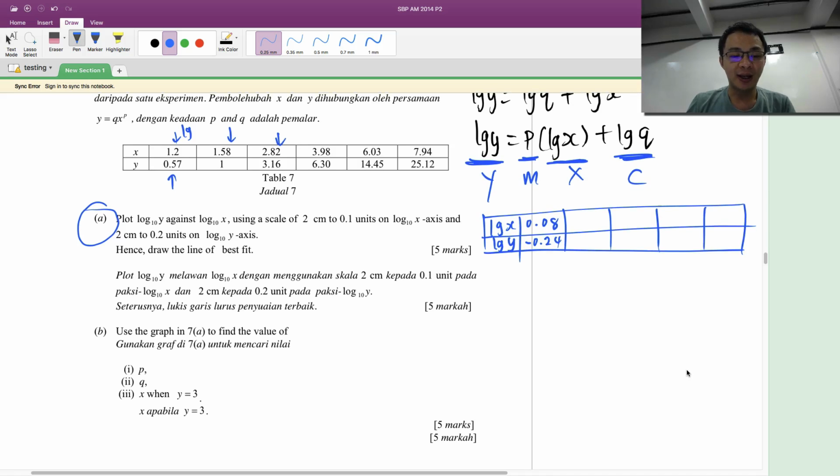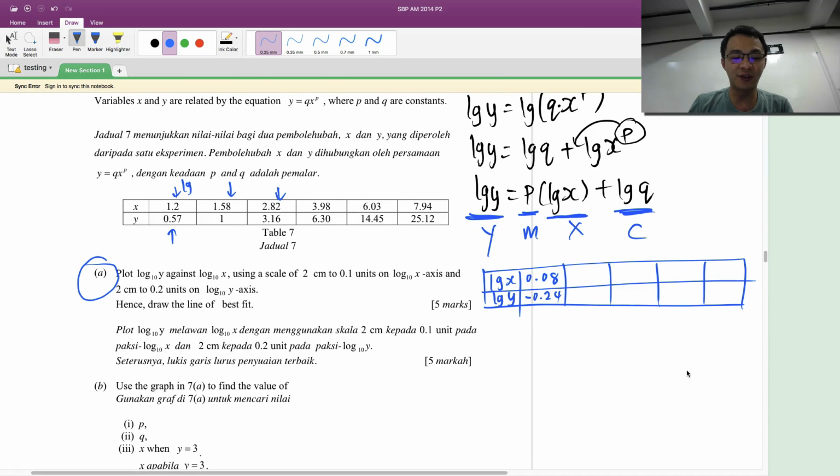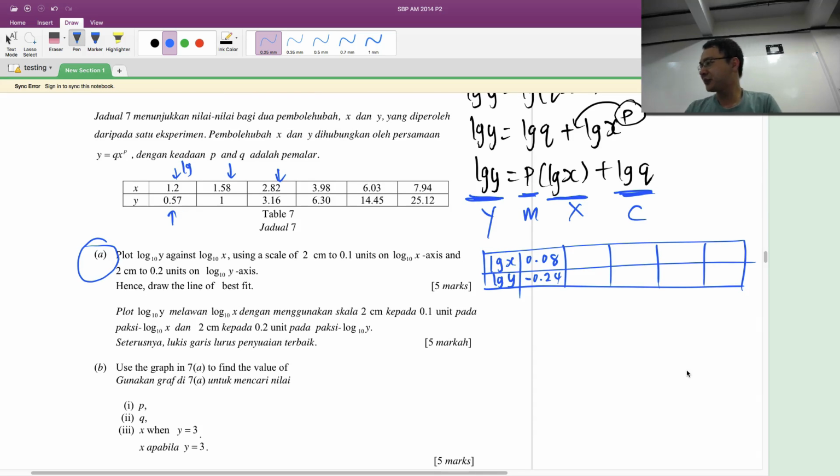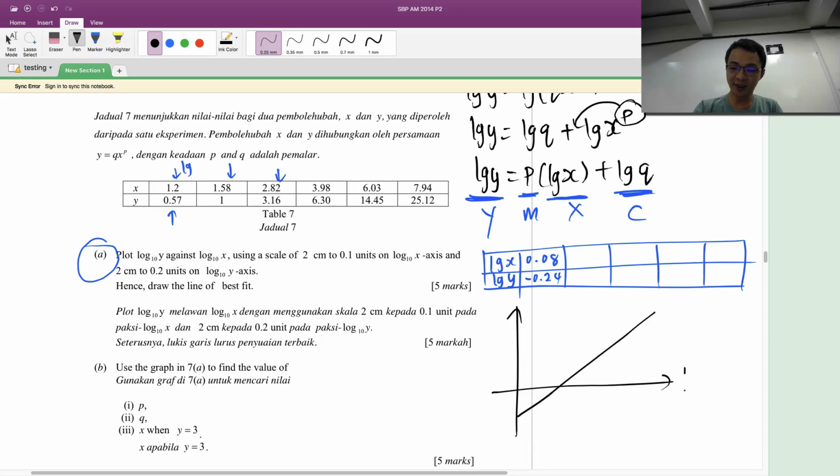Alright, so after you plot already, it will ask you to use the graph to actually find the value. Okay, since I have no graph here for me to plot, I will refer to the marking scheme, and I will give you some guide over here. So just assume after I plot already, I will get a graph that looks like this. This is my log x, this is my log y. And over here I will intercept at negative 0.4. Okay, and this is what exactly I get.